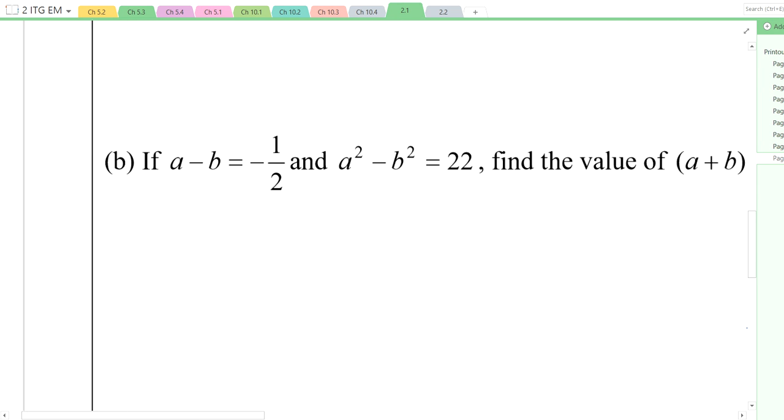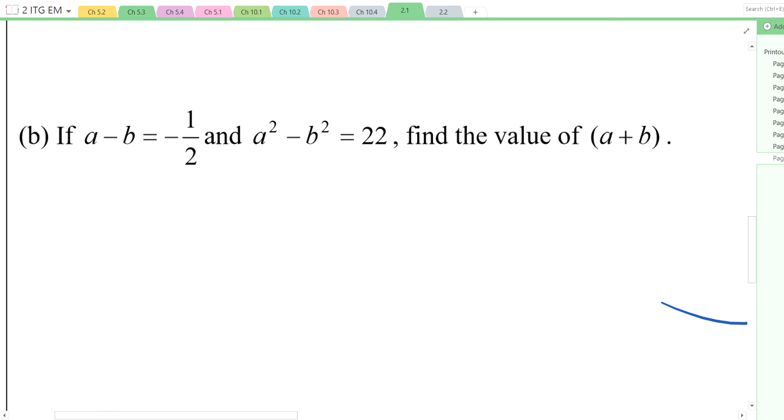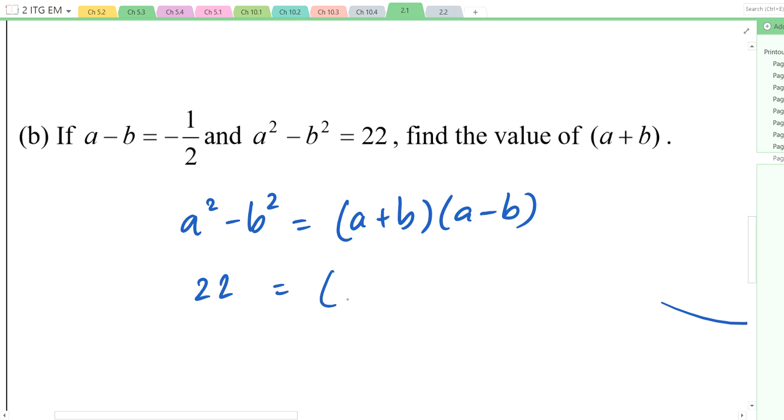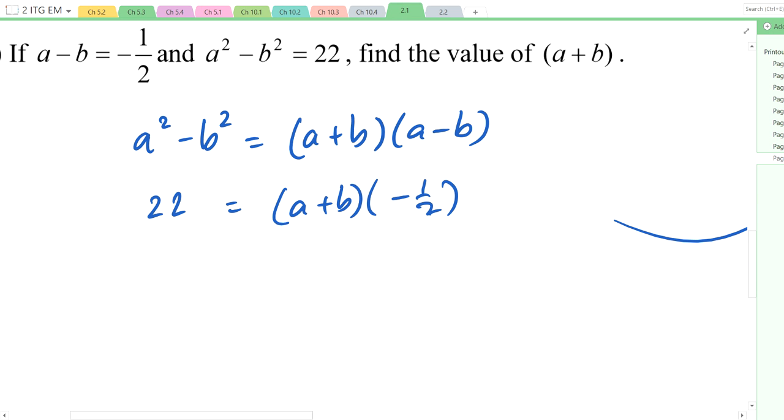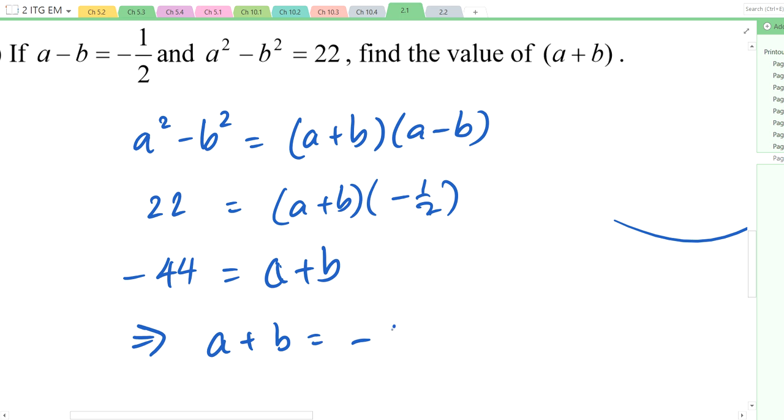And the last question. Okay. A square minus b square, a plus b, a minus b. This is 22. A plus b, a minus b, that is negative half. So I multiply throughout by negative 2. You can choose to divide by negative half. I choose to multiply throughout by negative 2 to give me negative 44 equals a plus b. So rearrange it, a plus b equals negative 44. Simple? Okay, that's all for this part of the notes.